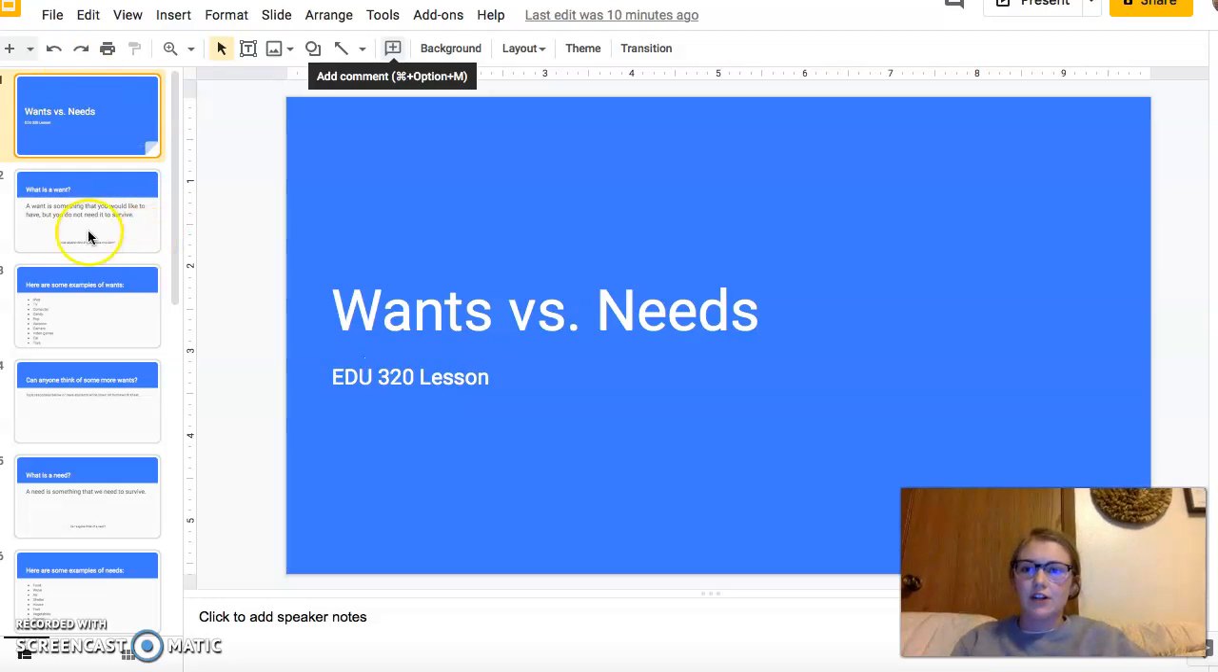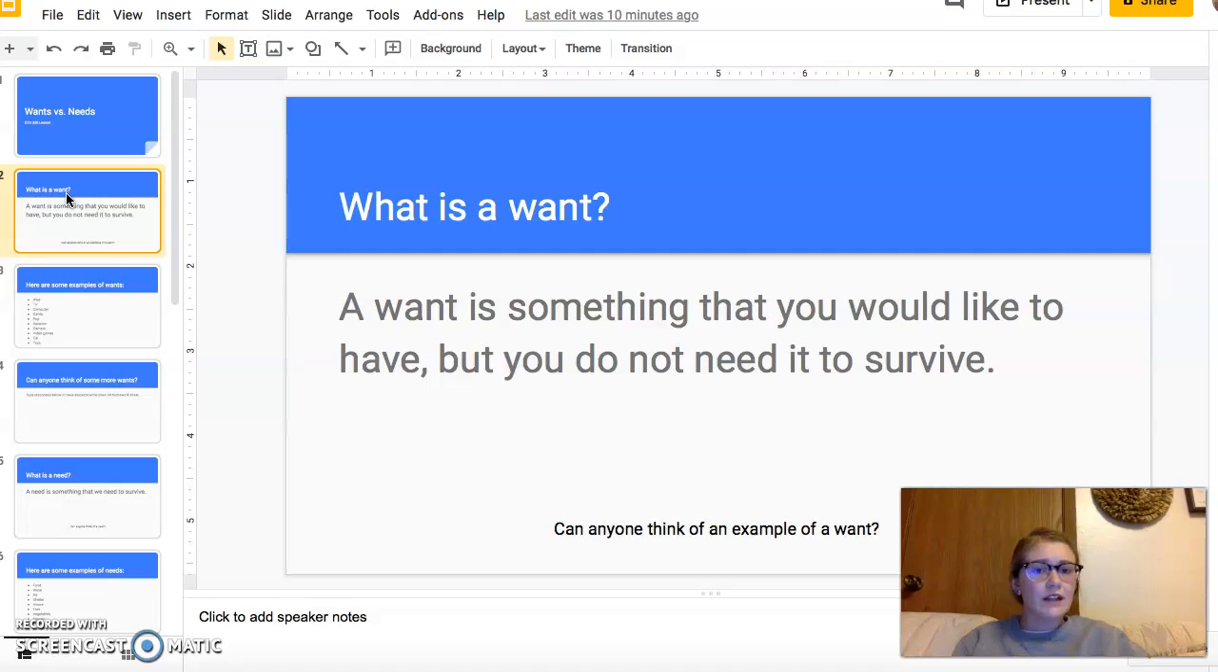So what we covered first was what is a want? A want is something that you would like to have, but you do not need it to survive. It's something that you are really wanting, but your survival doesn't depend on it. You don't have to have it. So if you can think of an example of a want, go ahead and write that in your first section on your homework sheet.